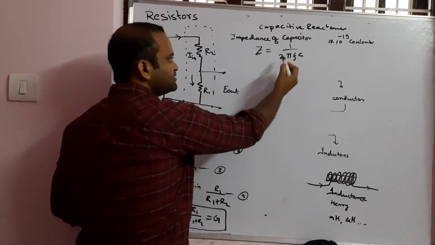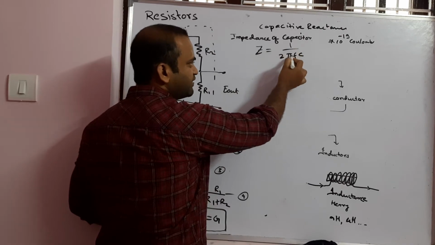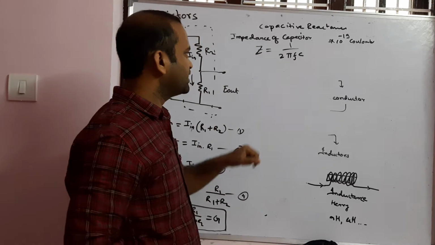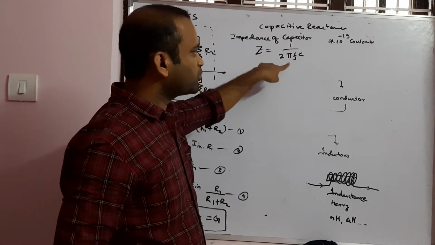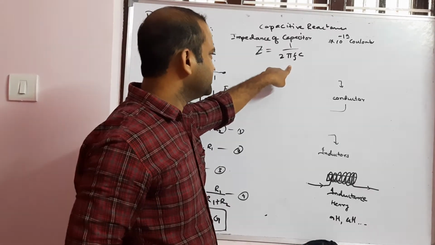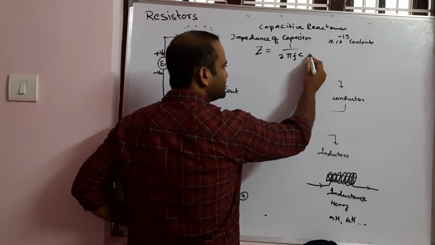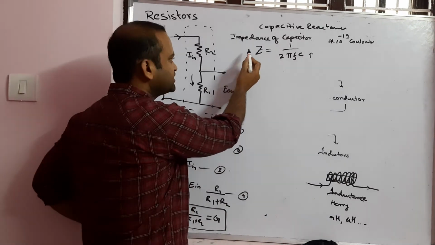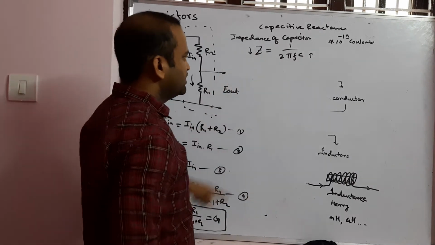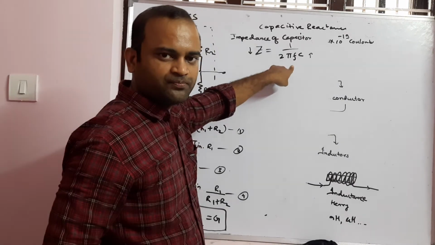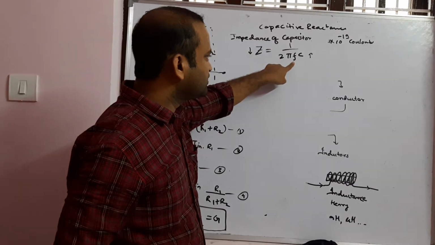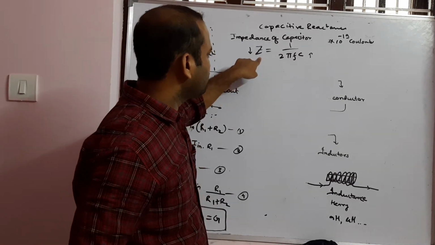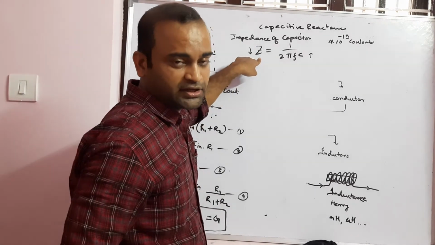As this is 1 divided by 2 pi F C, the frequency is inversely proportional to the impedance. That is, impedance is inversely proportional to the frequency. That means if the frequency is increasing, the impedance of the capacitor is decreasing. Since frequency is on the denominator side, if the value of this frequency is increasing, the value of the impedance is reducing.